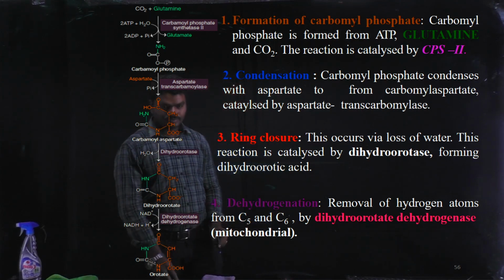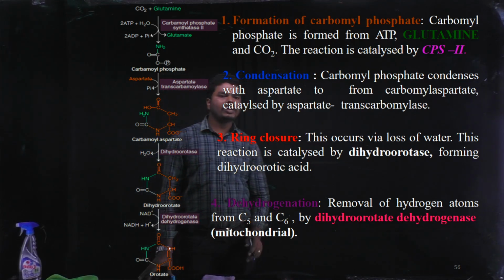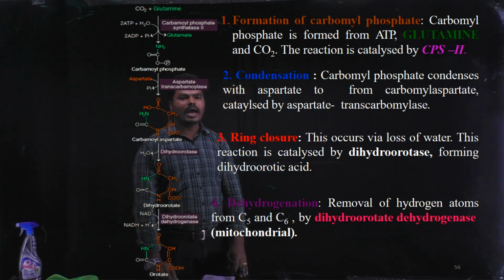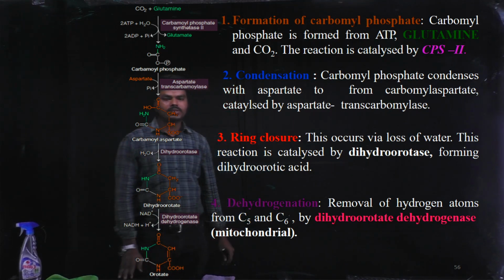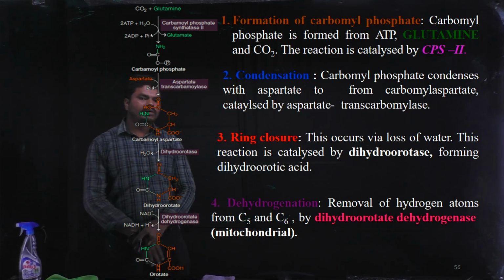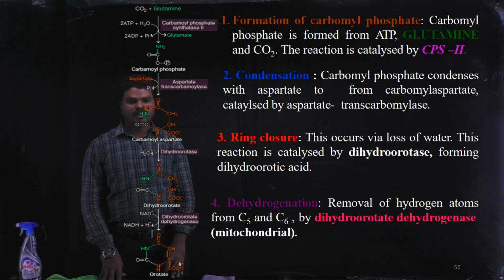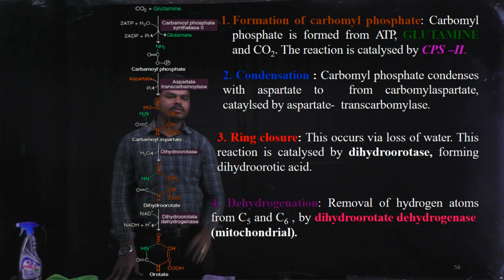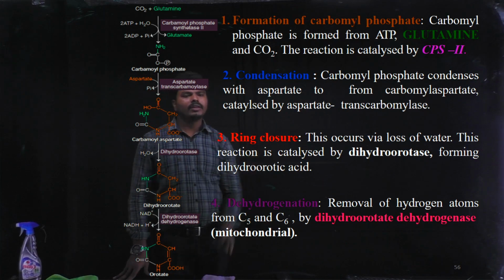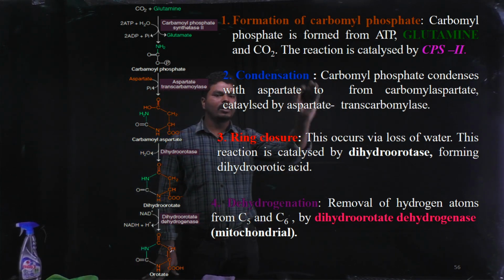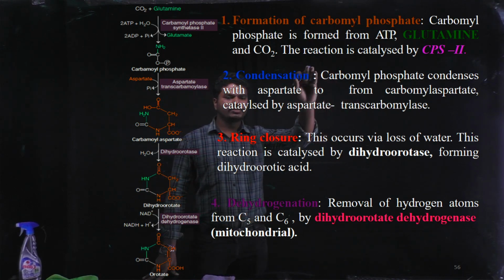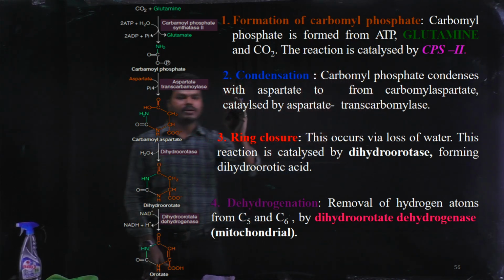Okay, and the second one is a condensation reaction. So the carbamoyl phosphate formed in the first step will undergo condensation with the aspartate molecule. The third substance required, which contributes all the carbons and nitrogens present in the pyrimidine, is nothing but the aspartate, and that is involved in the second step of this biosynthesis. So the carbamoyl phosphate formed in the first step will condense with the aspartate.